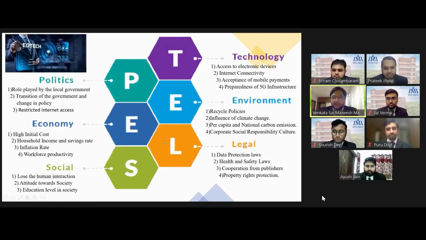Coming to the environmental factors, some of them are recycling policies, influence on climate change, per capita and national carbon emission, and CSR culture. And last, the legal factors. Some of them are data protection laws, health and safety laws, cooperation from publishers, and property right protection.